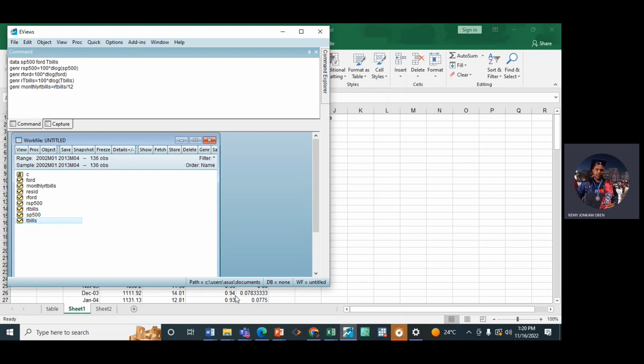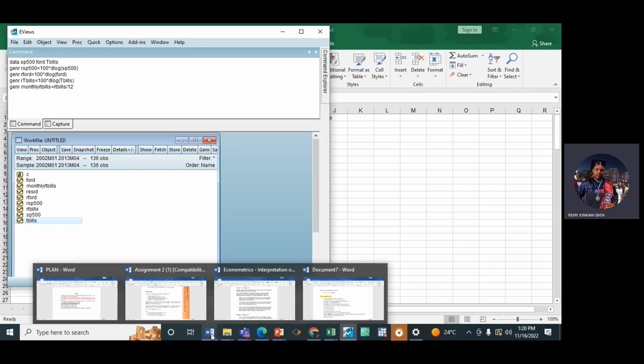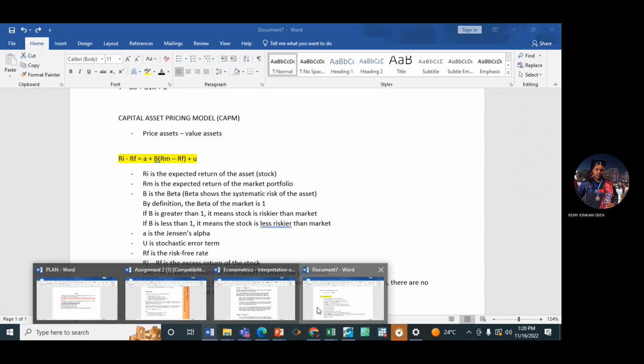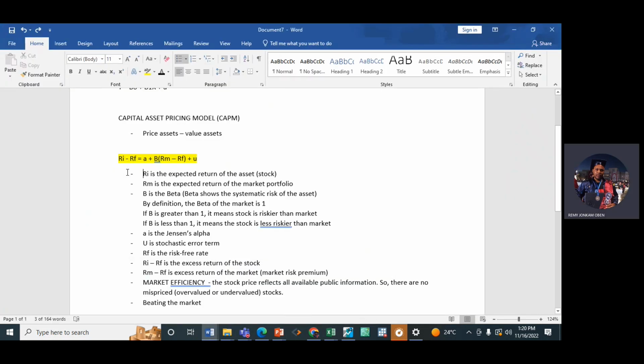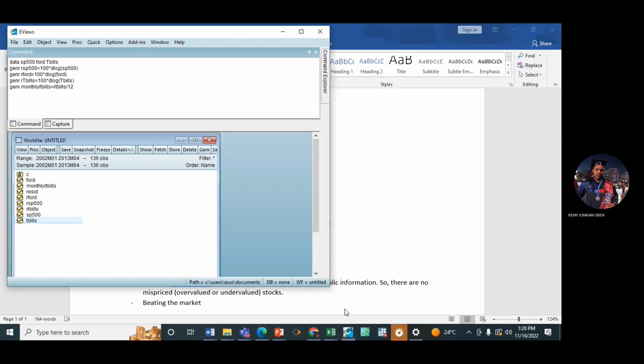Guys, to get the excess return, just take the return series minus the risk-free rate. Understood? Let me show you. To get the excess return of the stock, just take the return of the stock minus the risk-free rate of return. And to get the excess return of the market, just take the return of the market minus the risk-free rate of return, right? So I'm going to eViews to do it.